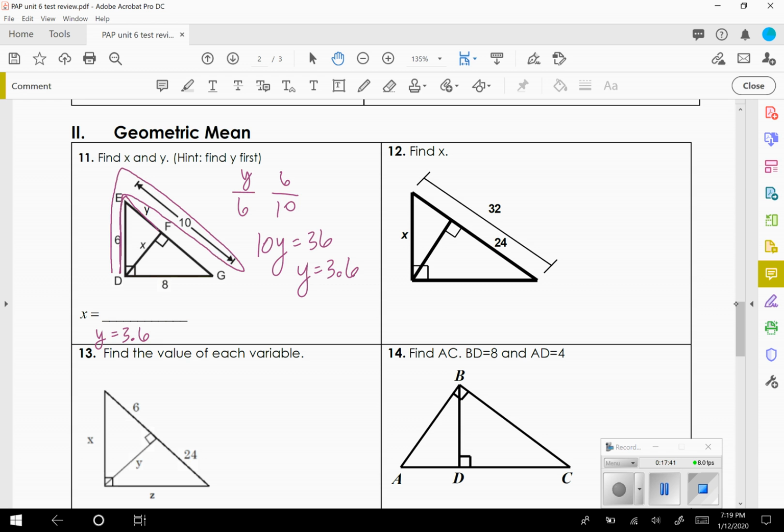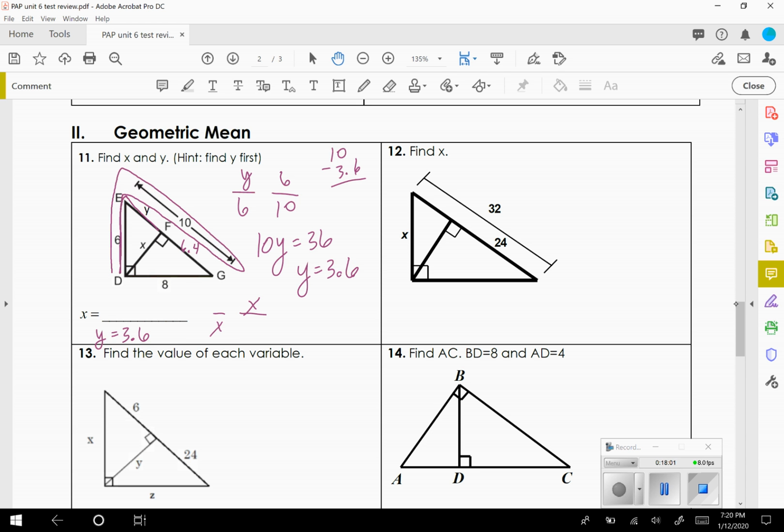And then now we can find x. So in order to find x, we have to do the heartbeat method. So first we have to subtract. So 10 minus 3.6, it's 6.4, I believe. Yes. So this piece right here is 6.4. Now we can do the heartbeat.